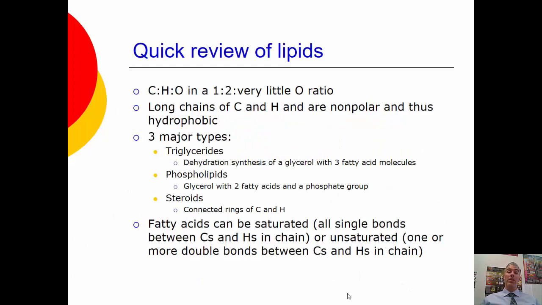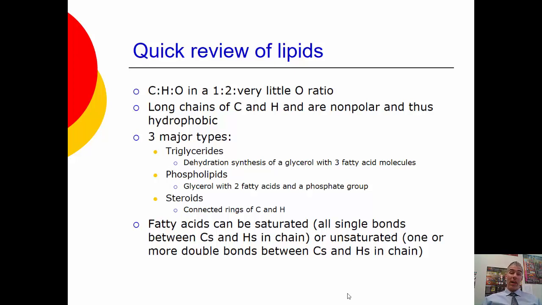So quick review of this stuff. Carbon, hydrogen, oxygen in a 1 to 2 to very little oxygen ratio. Long chains of carbon and hydrogen, making at least part of the molecule very nonpolar and hydrophobic. There's 3 types that we talked about: triglycerides, glycerol and 3 fatty acid molecules, phospholipids, which look similar to a triglyceride, but it has that hydrophilic head part that is charged and has other electronegative elements on it. And then steroids, which are those connected rings that have long chains of carbon and hydrogen that are used as signaling molecules in our body.